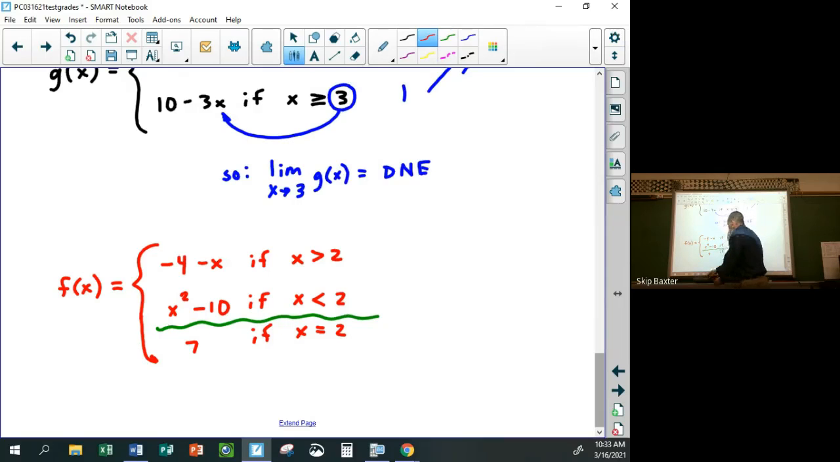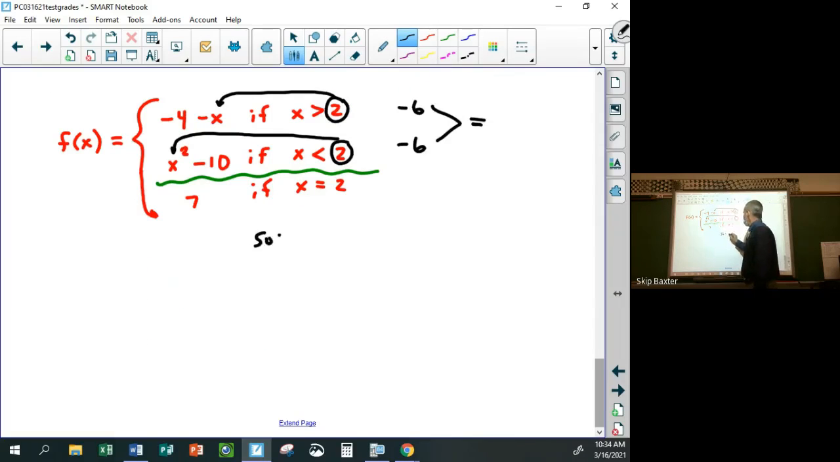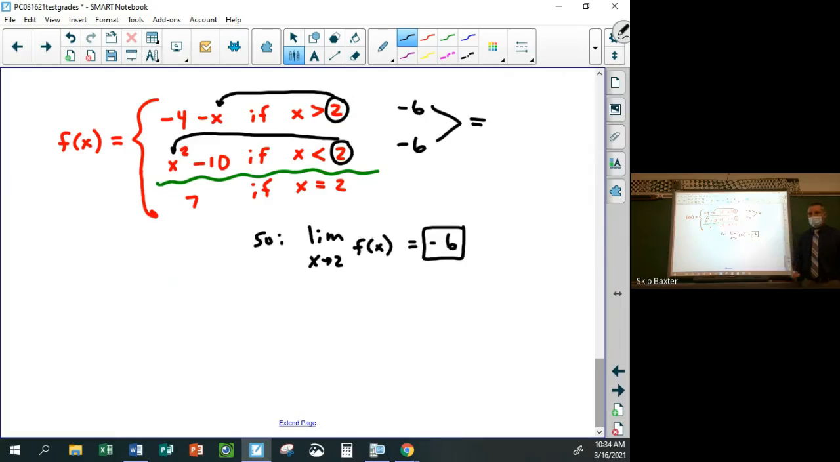Okay? So now what I'm going to do is take 2, substitute it in here, so I get negative 4 minus 2, negative 6. And I'm going to take 2 and substitute it in here, so I get 4 minus 10, which is also negative 6. So even though this does not agree, it doesn't really matter. These do. Those are equal. So the limit as x goes to 2 of f of x equals negative 6. That's the answer we're looking for. Does that make sense?